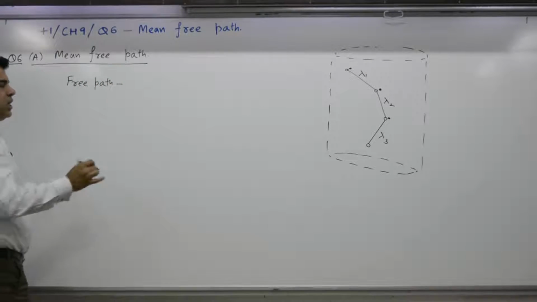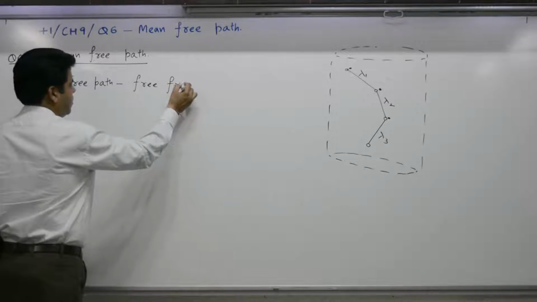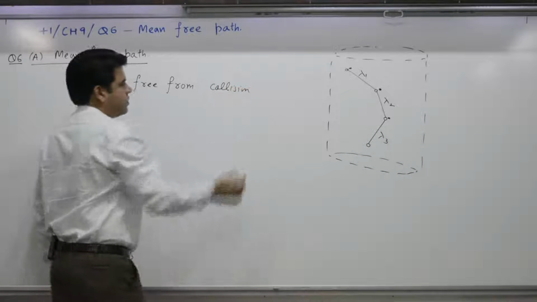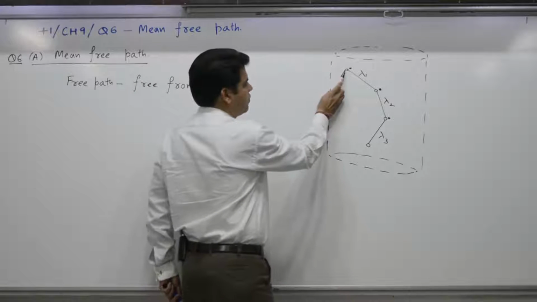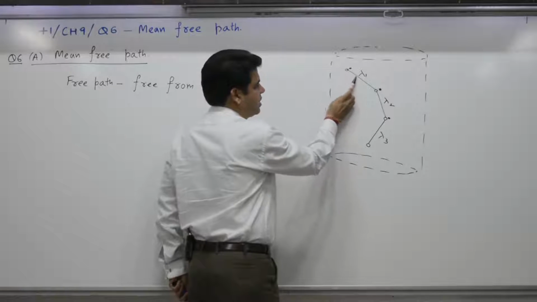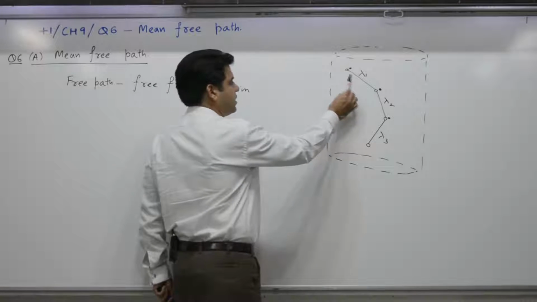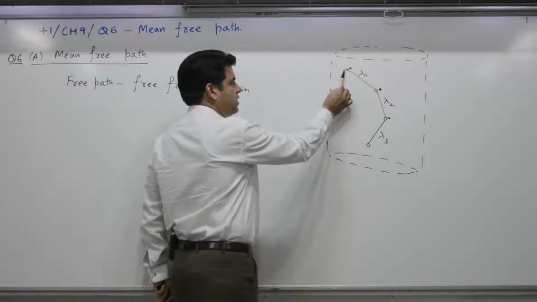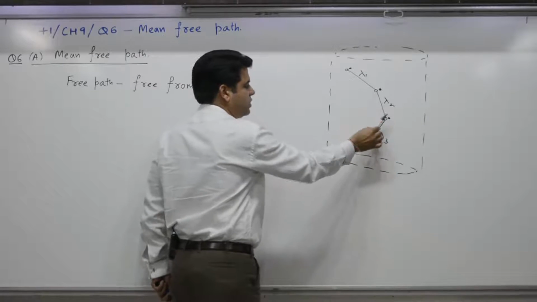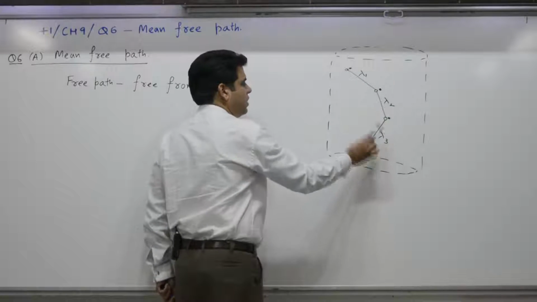It means path free from collision. When a particle moves from one position to the other, there is no collision in between the two. This path is free from any type of collision, so this is termed a free path. The particle undergoes a first free path, then after a collision another free path, and another. So you have three free paths, lambda 1, lambda 2, lambda 3.